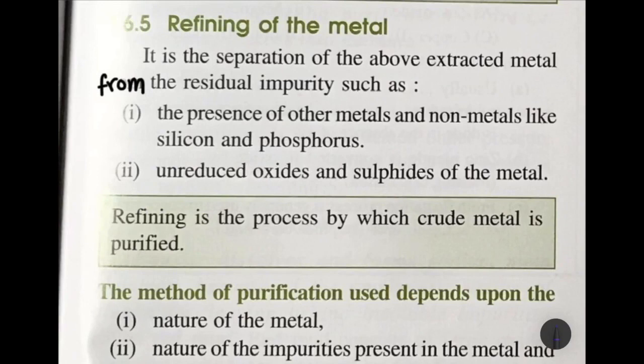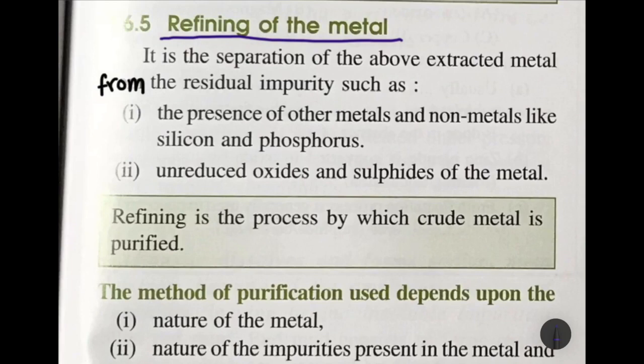To continue with the metallurgy chapter, today we are going to talk about how metals are refined. In the last upload, if you remember, we talked about how the metal was extracted from its ore, the various steps. Finally, when the crude metal is ready, remember that it is not the pure metal. The residual impurity that is present with the crude metal must be separated. That is known as refining of the metal.